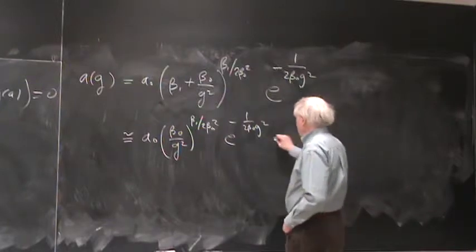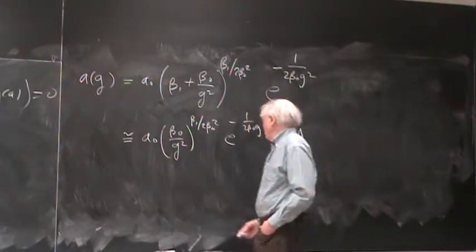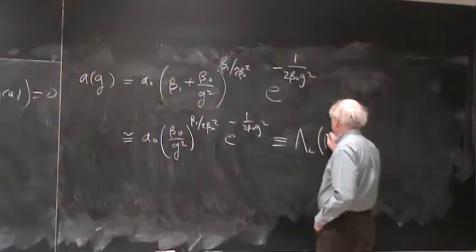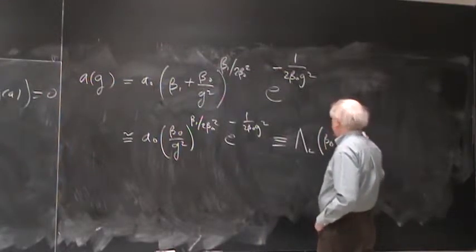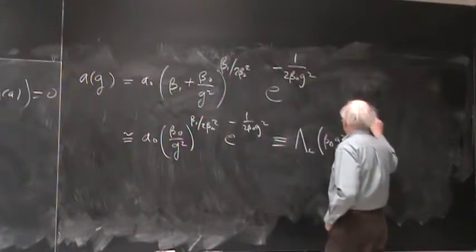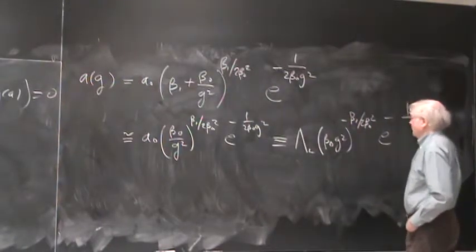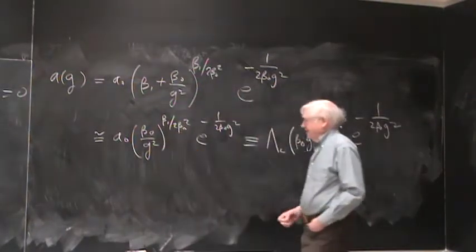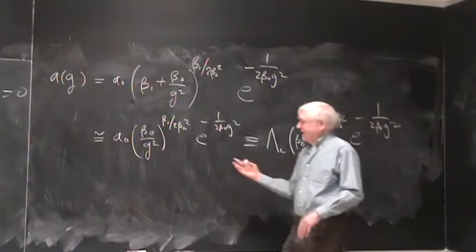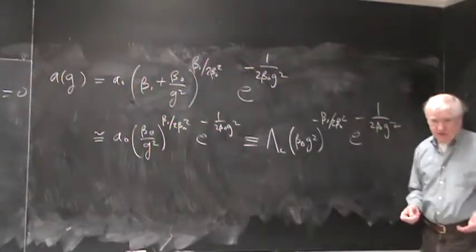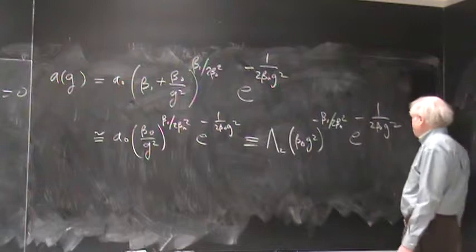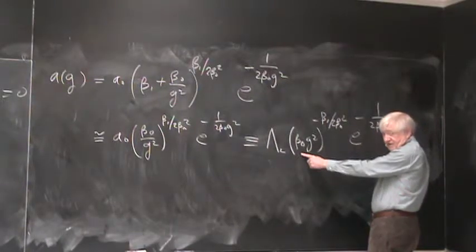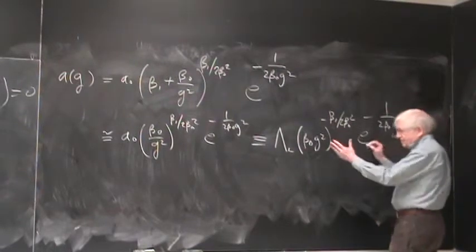And then what they do is they replace a zero with a lambda lattice and call this beta 0 g squared to the minus beta 1 over 2 beta 0 squared, e to the minus 1 over 2 beta 0 g squared. So, in other words, lambda lattice differs from a0 by a power of beta 0. But it's just an integration constant anyway, so it doesn't matter. And you see the nice thing about this is that you've got the same expression, beta 0 g squared, in both places. And this is a simpler form to analyze.